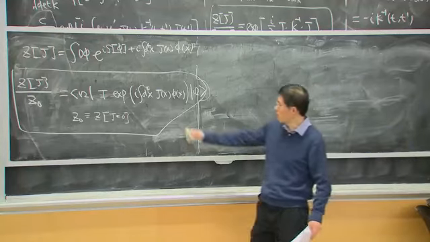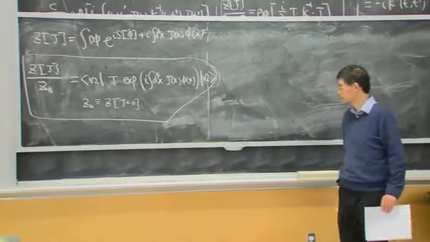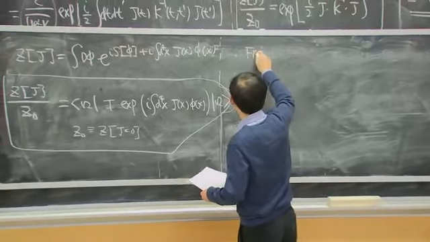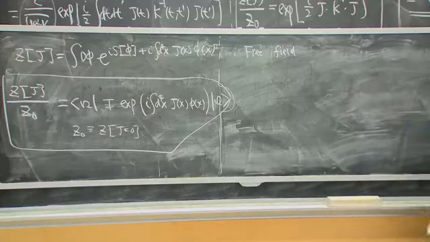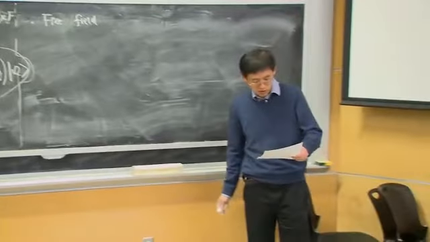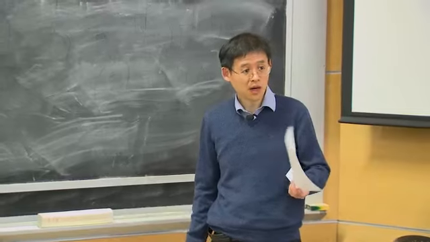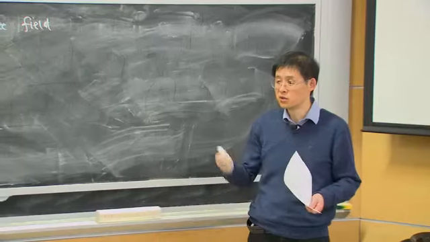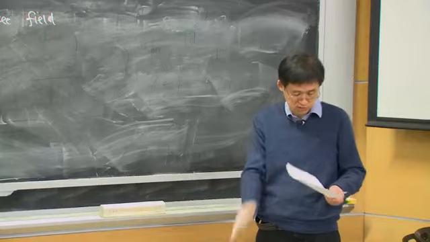Good. So now let's look at how to calculate this thing in field theory. First, let's just look at the free field theory, before we look at the interacting case. The free field theory is almost identical to the harmonic oscillator case, because the free theory will also be a quadratic Gaussian integral, so everything will be very similar. We just need to replace some notations.